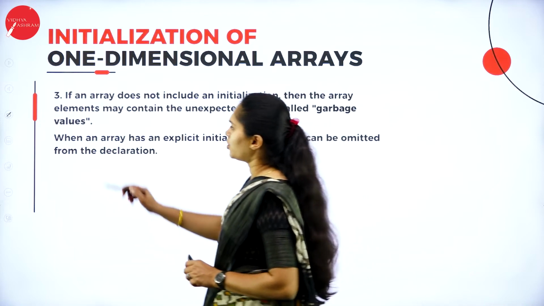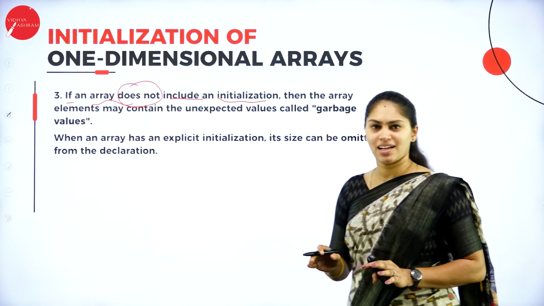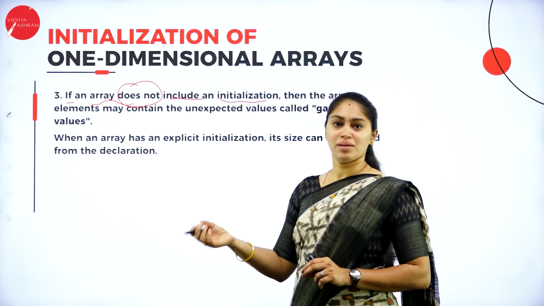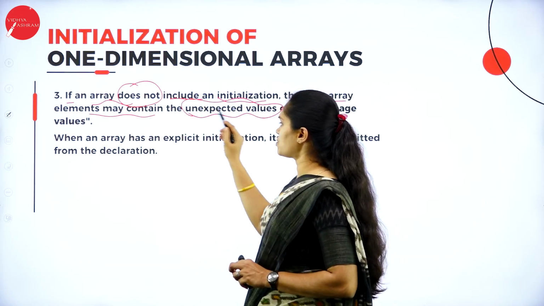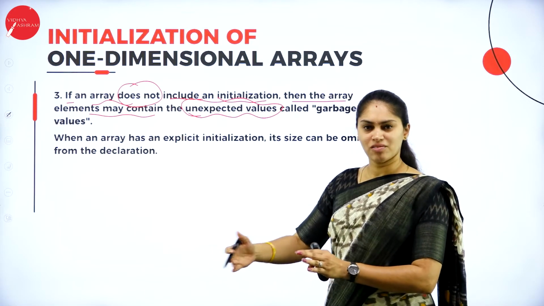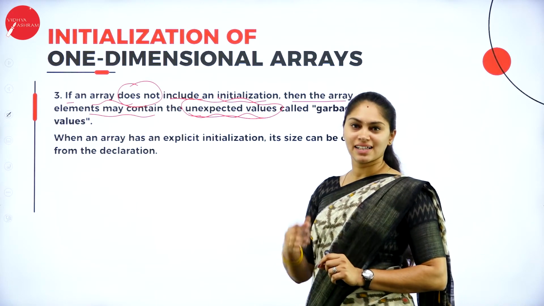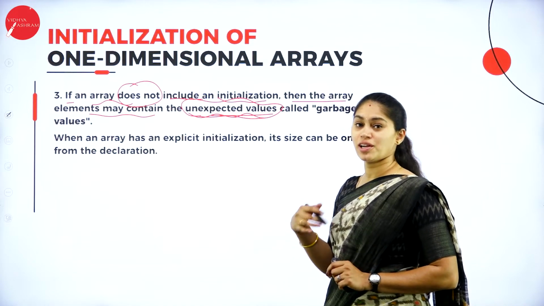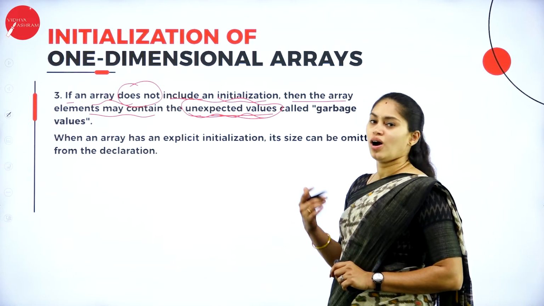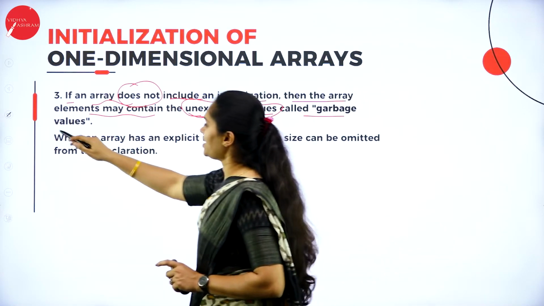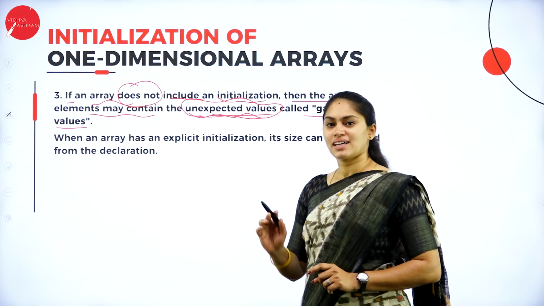Then next, what is the other thing? If an array does not include an initialization, I am not initializing anything. We are not giving any initial or beginning value to the array. Then the array elements may contain unexpected values. So here I am not assigning 2.5, 3.5, and so on. If you don't do that, it will hold some unexpected value which will be assigned by the compiler itself. We call that unexpected or irrelevant value a garbage value. We don't know what value it could be, it could be any value assigned by the compiler itself.